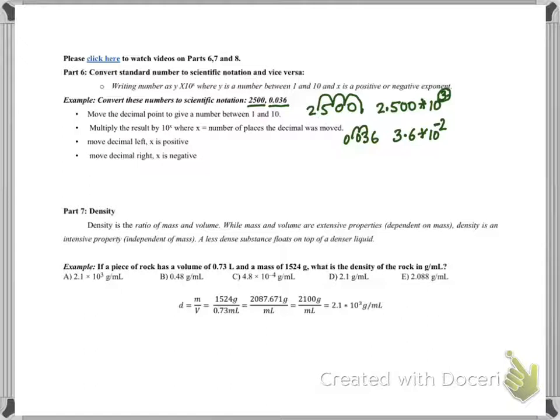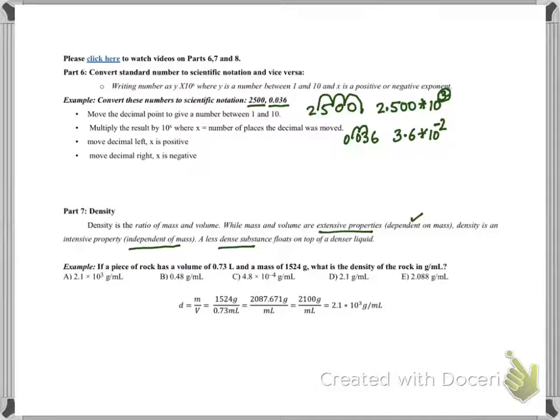Density, we already discussed it a little bit. Density is the ratio of mass and volume. Mass and volume are extensive properties. What are extensive properties? Those that depend on mass. But density is an intensive property, which is independent of mass. What it means is, let's say you're finding the density of copper: whether you take a big copper block or a small copper block, your density is going to come out the same. A less dense substance floats on top of a denser liquid.